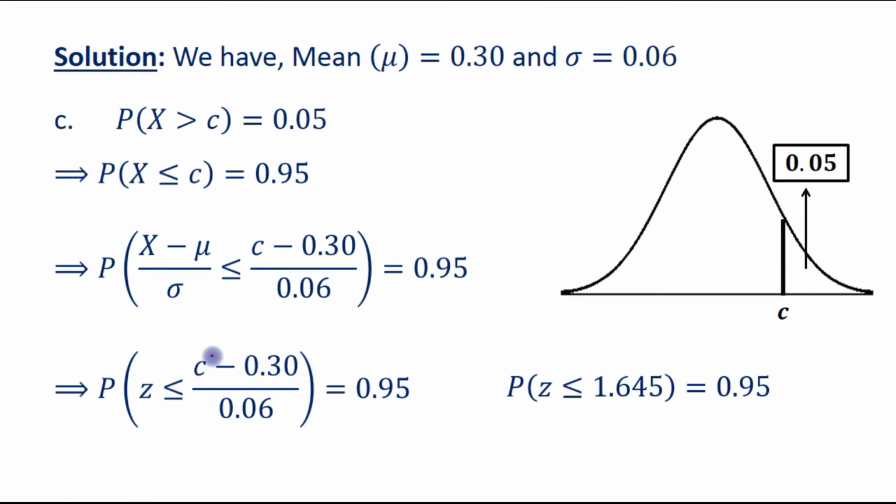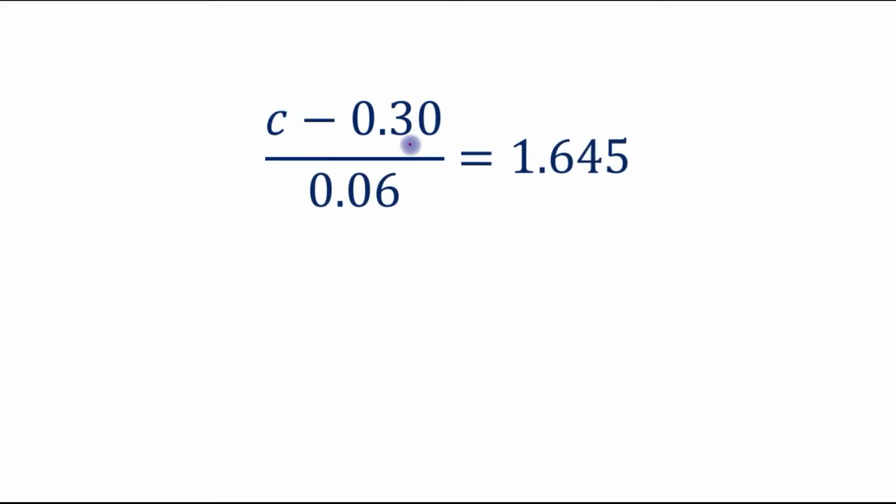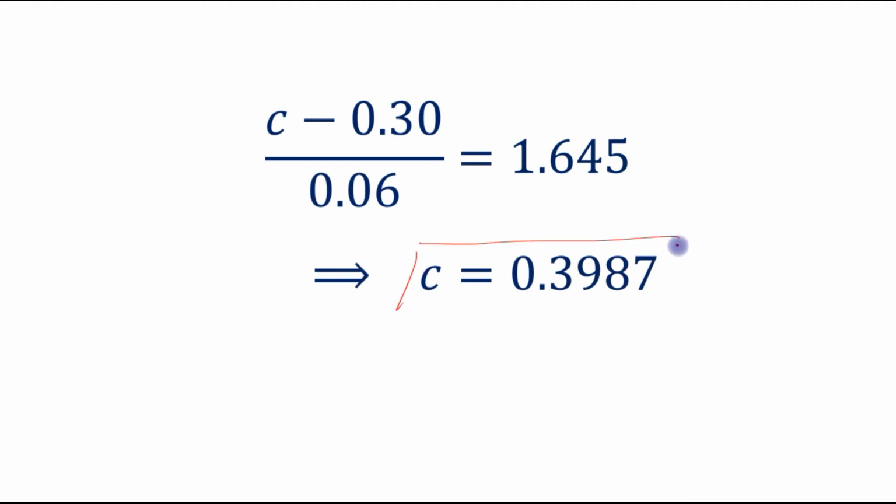And now we will compare these two values. So we can write (c minus 0.30) upon 0.06 equals 1.645. And when you solve, the final answer will be c equals 0.3987. Done.